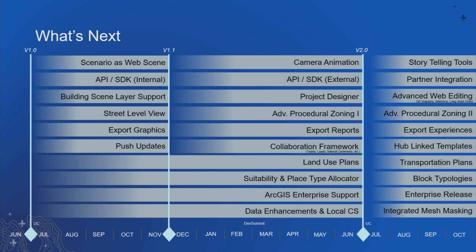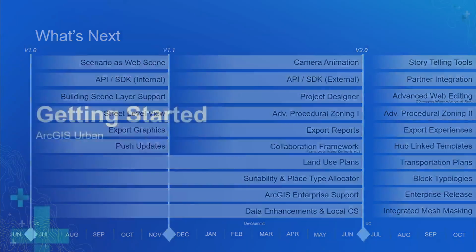We're going to be adding new plan types, land use plans, and transportation plans. We're going to be expanding our suitability analysis. We'll be building overlay suitability in ArcGIS Urban and use that to do allocation of different building types, adding in block typologies later. ArcGIS Enterprise Service Support will be our first step, and then an on-premise version for ArcGIS Enterprise. And then just general data enhancements, adding in support for local coordinate systems, and then adding in support for masking and clipping of integrated mesh once that's part of the larger product.